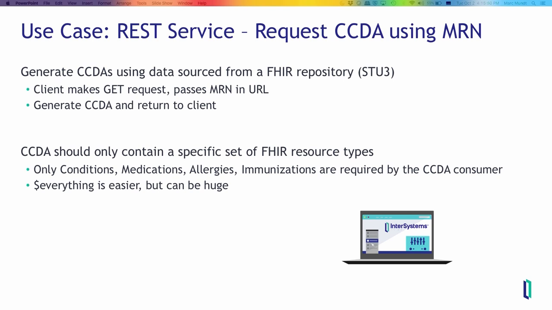So another wrinkle to this is we need to request each of those resource types separately from the FHIR server. For those of you that have already worked with FHIR, you probably know there's a very cool little modifier you can add to your FHIR request called $everything that will return the entire patient record in a single FHIR request. Again, we don't want to process all that data, so in this case, we're going to request each thing separately, and then we're going to bundle it all together and transform that into the CCDA.